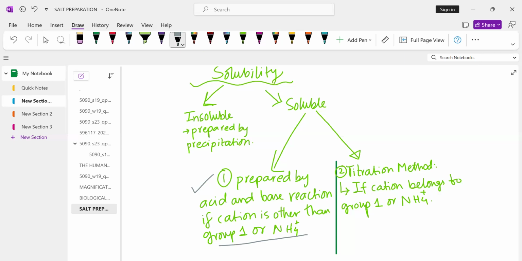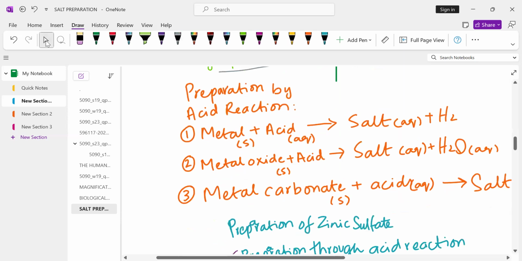And if the compound belongs to group 1 or NH4, you will do the titration method, which is method number 2. The condition for this is that the compound belongs to group 1, meaning sodium, lithium, and potassium, or it is NH4. Now for insoluble salts, the preparation is by the precipitation method. So let's look at these methods.